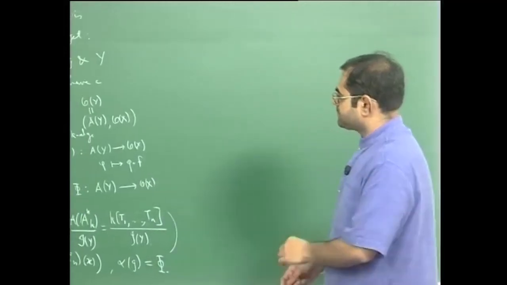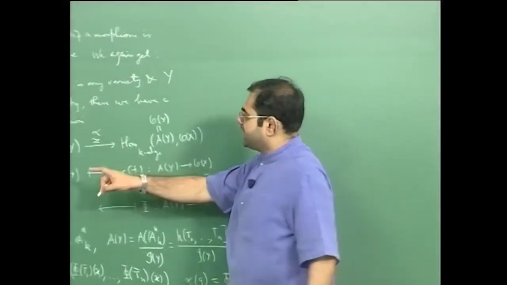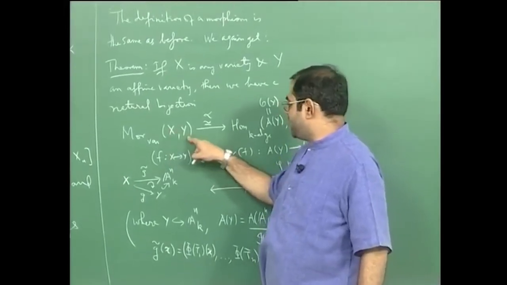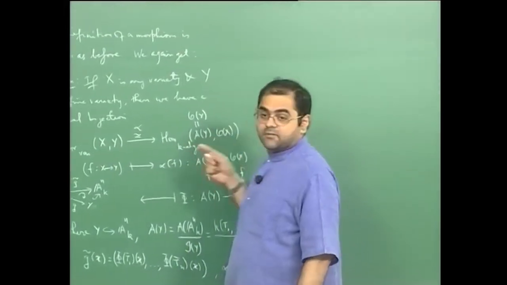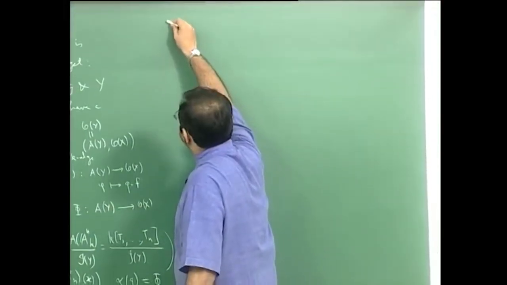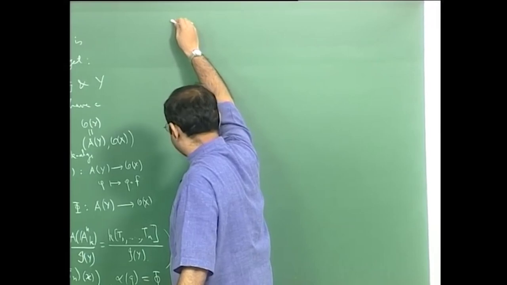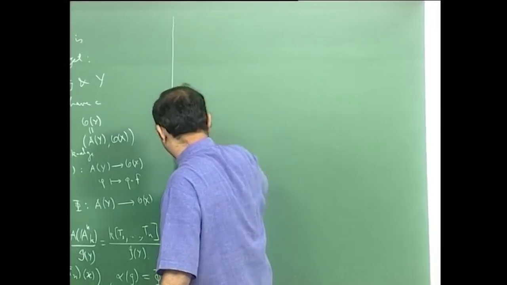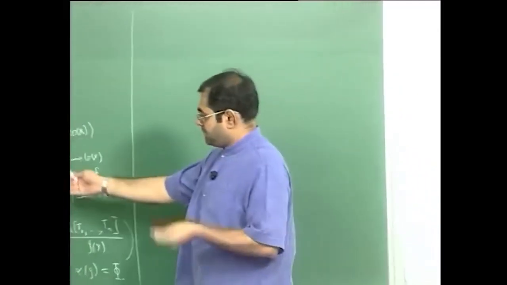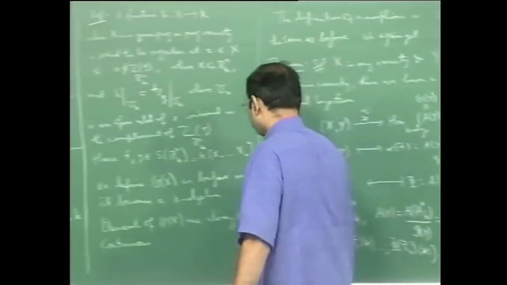So you can check this theorem. In particular, if I take Y equal to A1, it will tell you that the morphisms from X to A1 are the same as the regular functions on X. Just as in the affine case, the regular functions are the same as morphisms into A1, there is really no difference. So the same proof works.